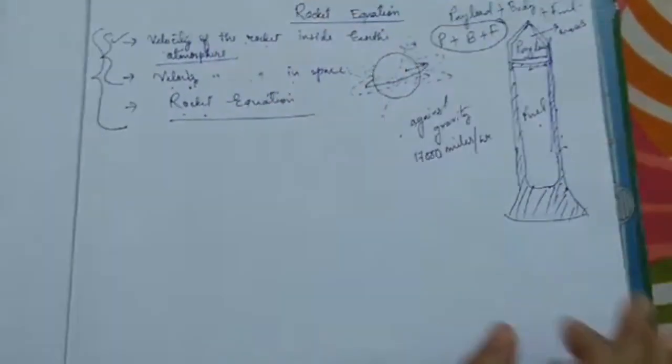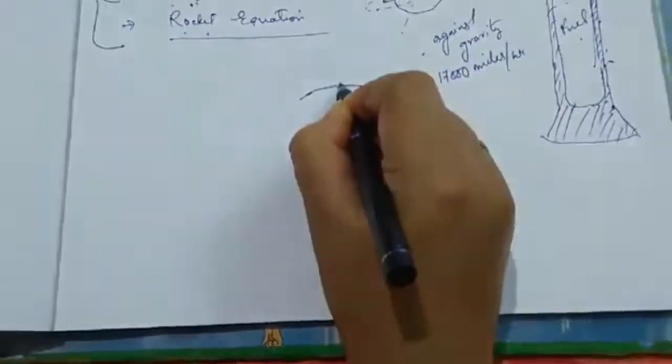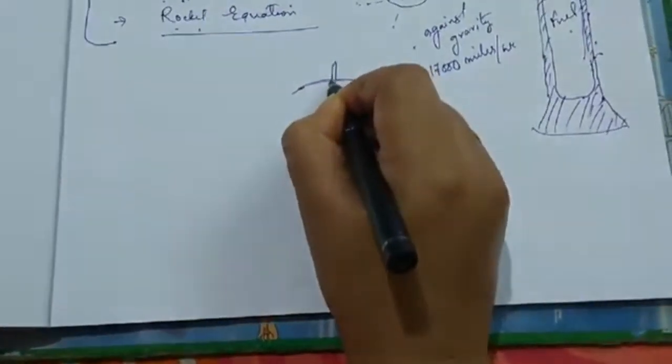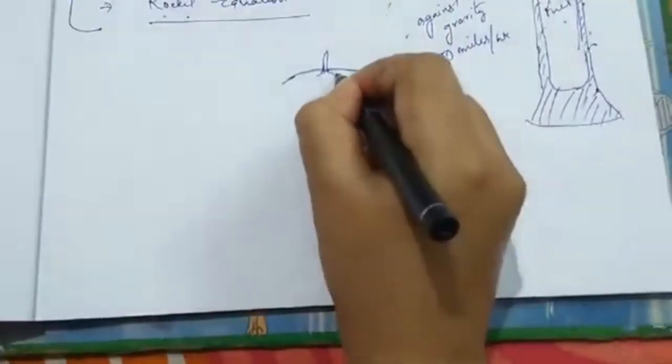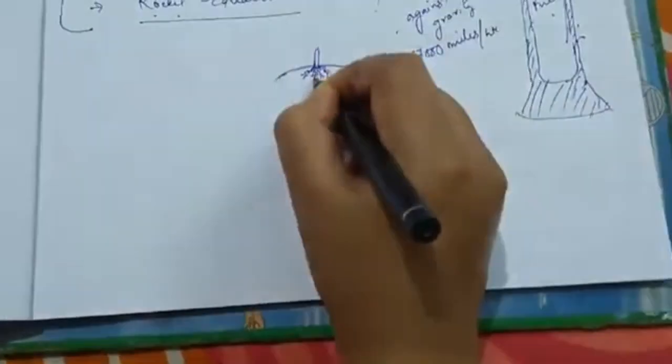Now let us start with the velocity of the rocket inside Earth's atmosphere. Let me tell you one thing. Suppose this is the Earth's surface. I'm just showing it on a regional basis. So the rocket is launched like this. You might have seen how rockets are launched, that a huge amount of gas, fumes, comes out whenever the rocket is moving in the upward direction.